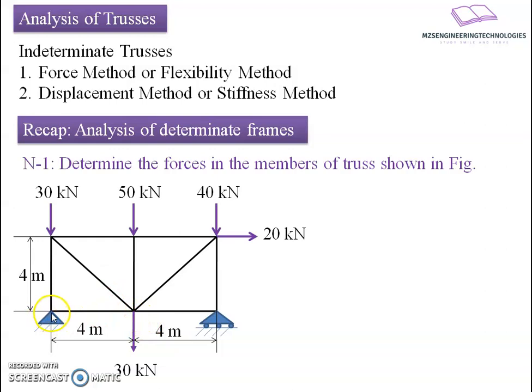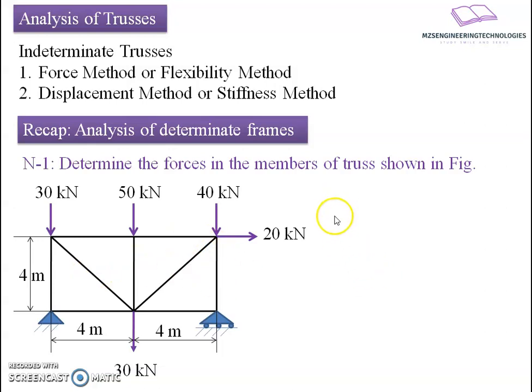So if I count the number of joints here, 1, 2, 3, 4, 5, 6, there are 6 joints. If I count the members here, 1, 2, 3, 4, 5, 6, 7, 8, 9. Sorry, 9 members are there.